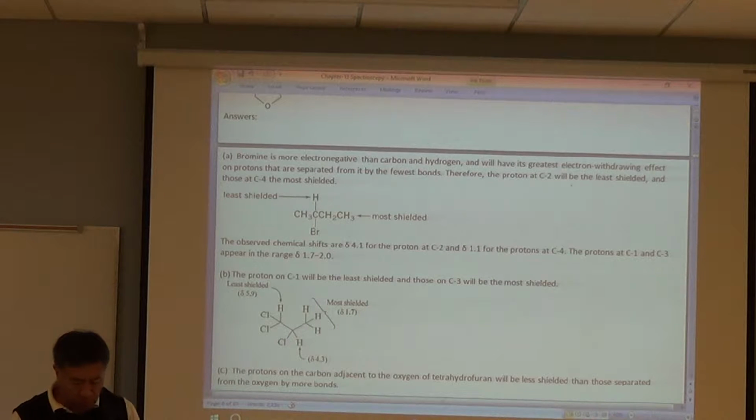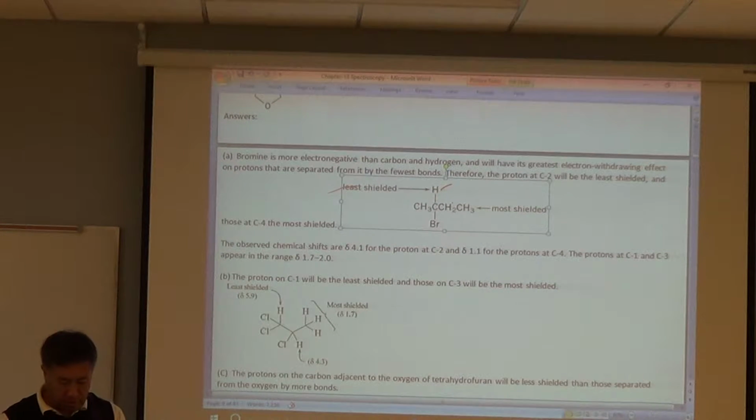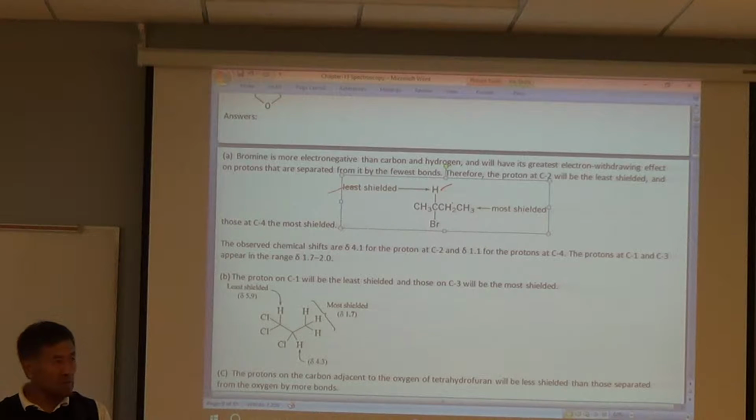So if I tell you a few numbers, the observed chemical shift 4.1, delta 4.1, this guy should have the most deshielded chemical shift, which means downfield. Downfield means you have a larger delta. If you have those numbers and want to assign them, the 4.1 should be that H.